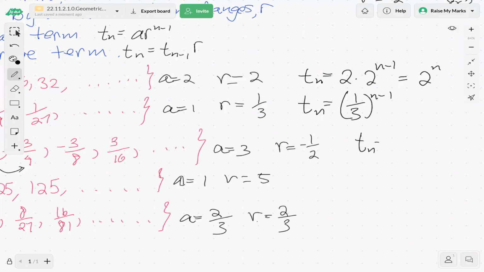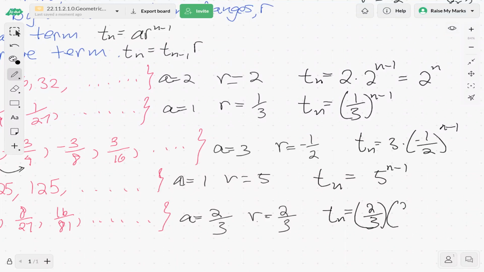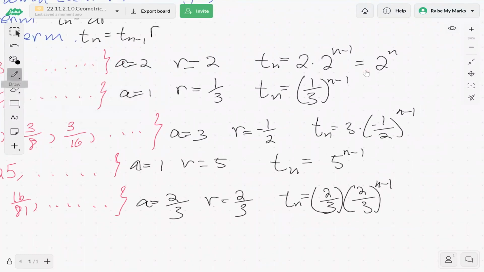Right, third sequence, a times our r, which is -1/2, raised to the power n minus 1. Fourth sequence, Tn equals a, which is 1, times r, which is 5, raised to the power n minus 1. And our last sequence, we have Tn equals our a, which is 2/3, times our r value raised to the power n minus 1. And this works out to be 2/3 raised to the power n.